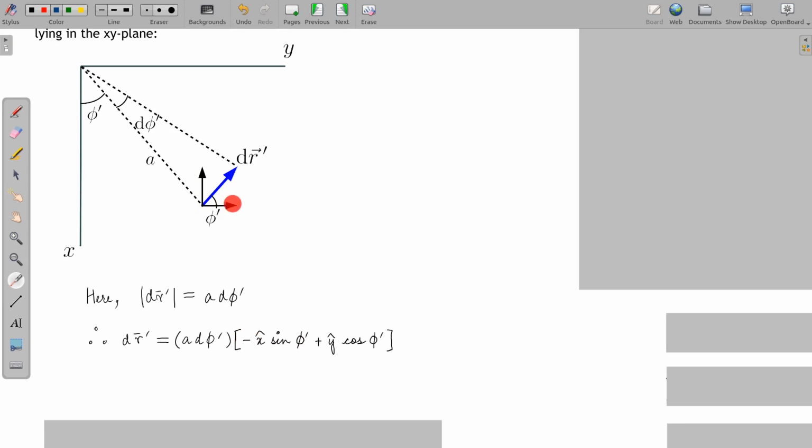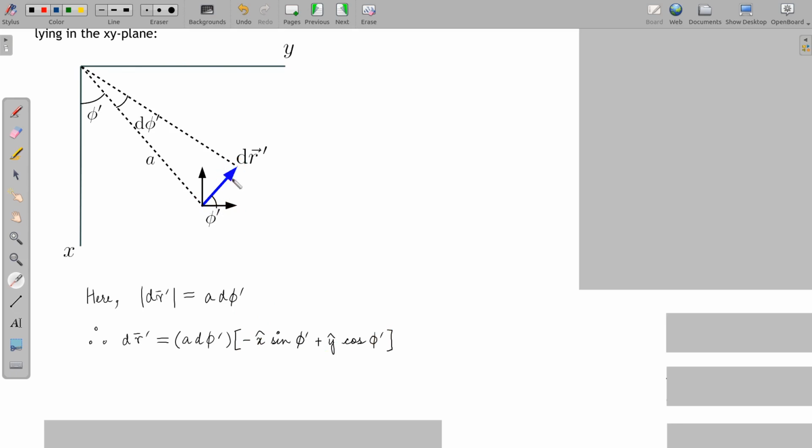And what about the y component? This is the positive y axis. The y component is along the positive y axis, and this component is the cos phi component. So this is going to be the unit vector along this dr prime.